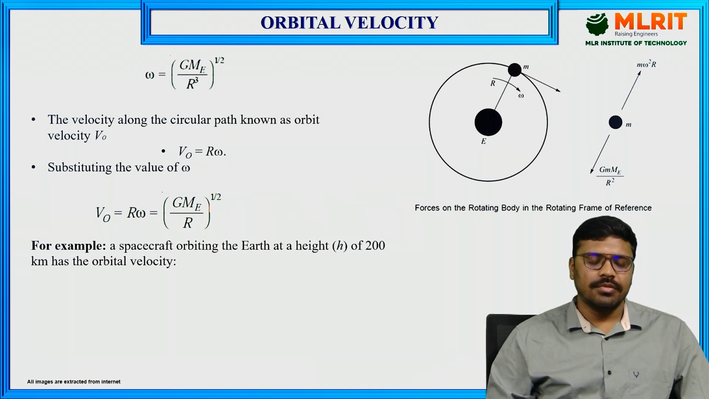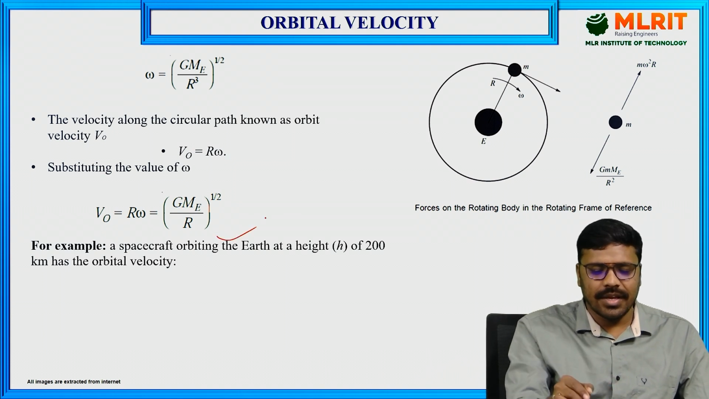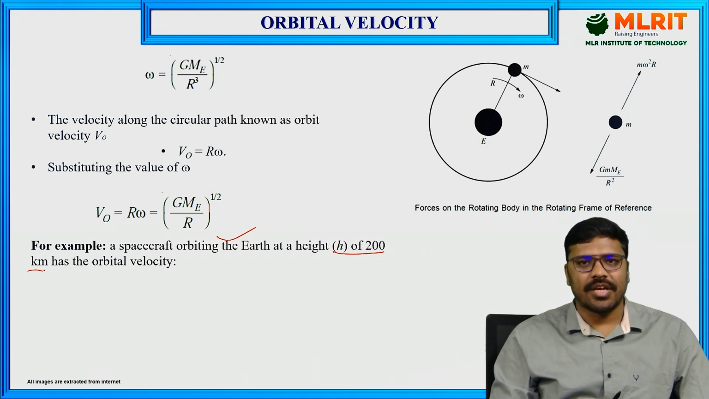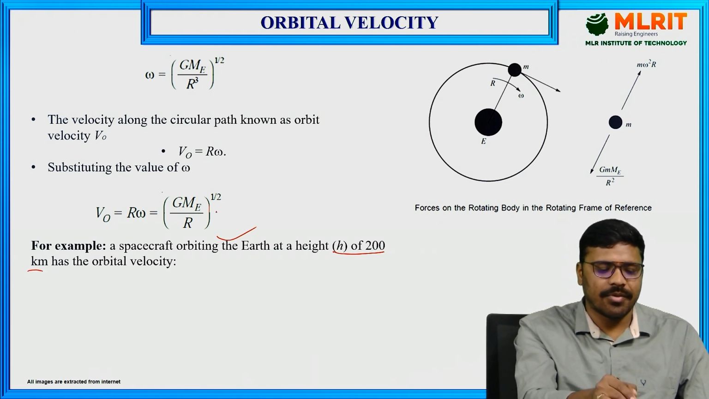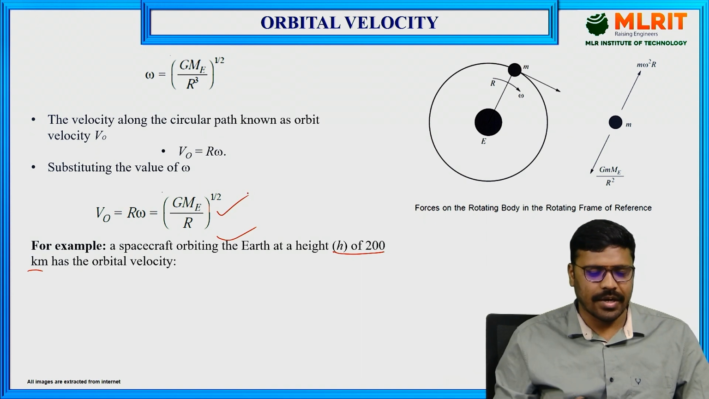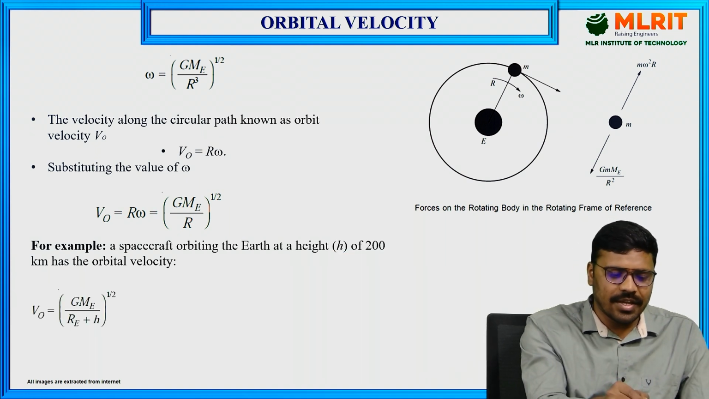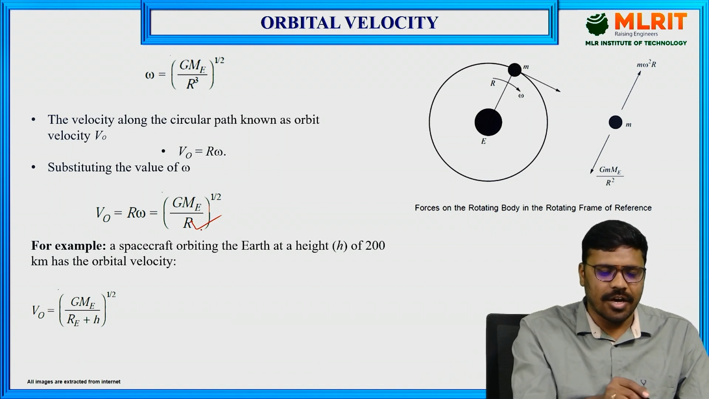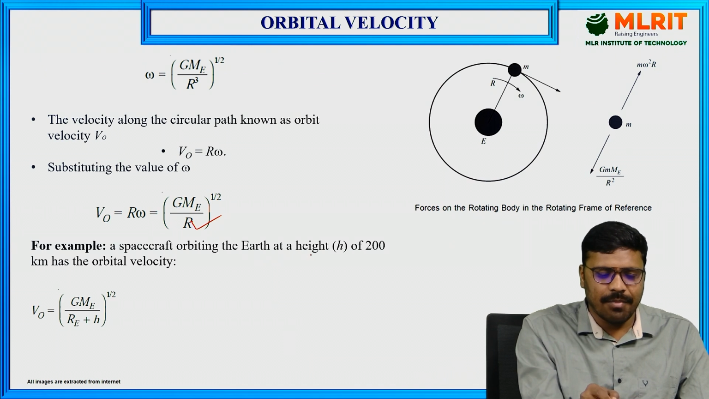For example, if a spacecraft is orbiting the earth at a height of 200 km, what is the orbital velocity? How do we calculate the orbital velocity? We can calculate it with the help of this equation. Now we will calculate that, so substitute the equation here. What is r here? Radius of the orbit. I want to calculate the orbital velocity about the earth.